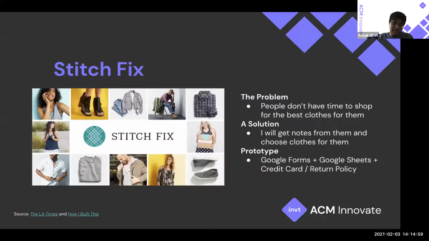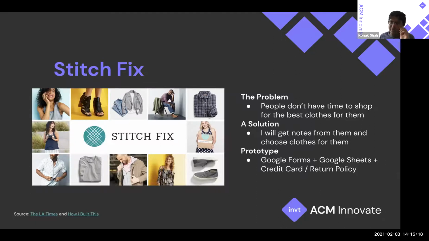Stitch Fix itself, the problem came out when Katrina Lake, the co-founder, realized when she was in Harvard Business School that a lot of people want to dress better, but because they're so busy with their careers, they have no time to shop. But then people still will judge you for not looking good. And so she was thinking, what's the solution? And she noticed that a lot of the rich people at Harvard had personal shoppers. But she's like, I'm not rich. So how can we think about doing this?